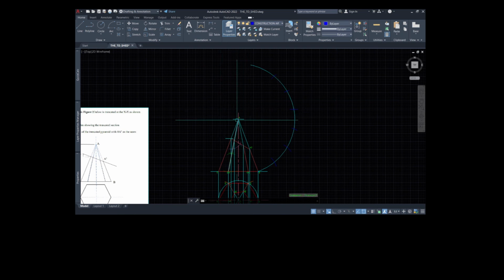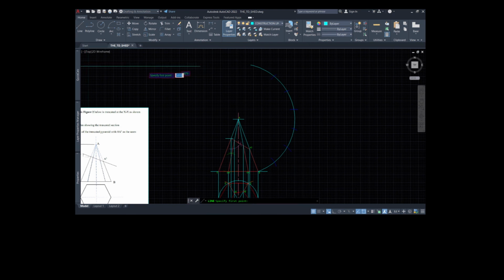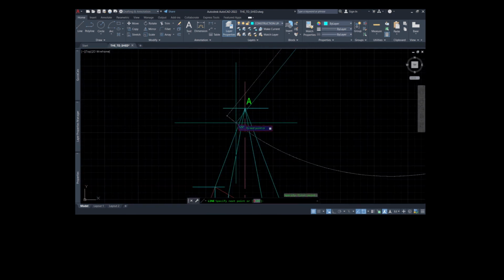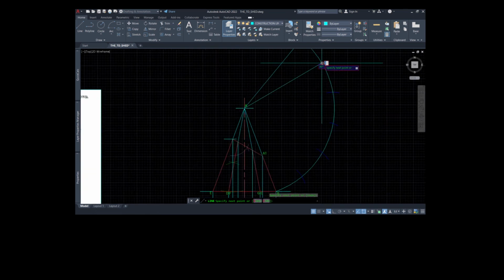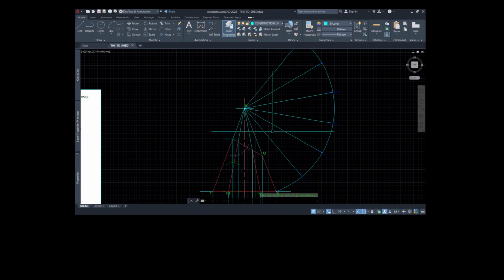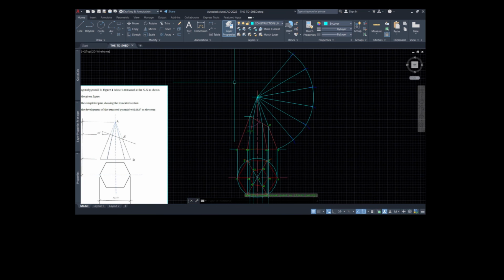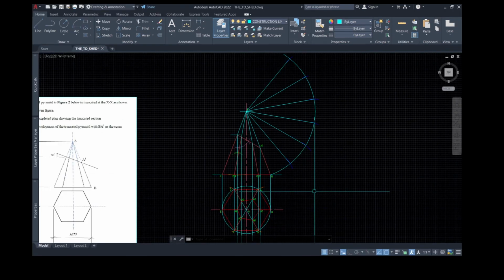We are now going to radiate lines from the apex of our pyramid to the points where these arcs intersect each other. Let us label the development.